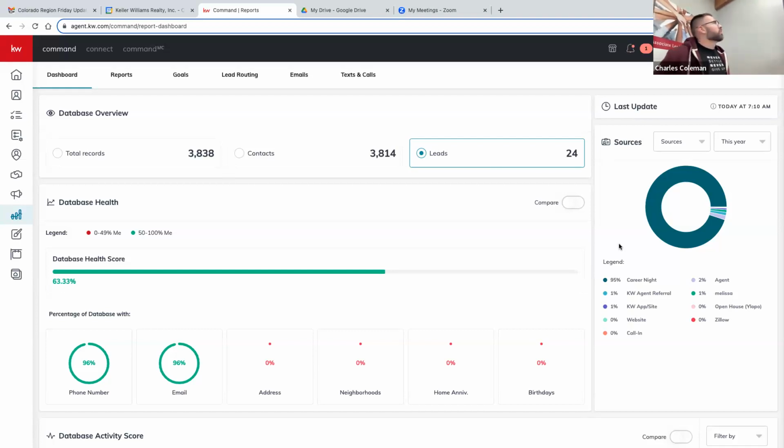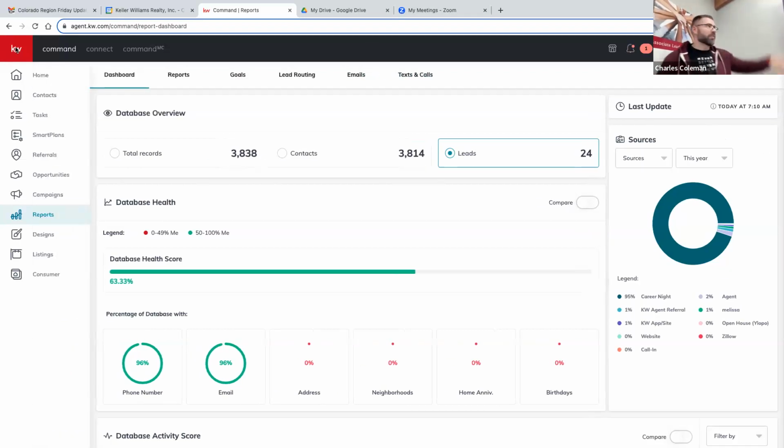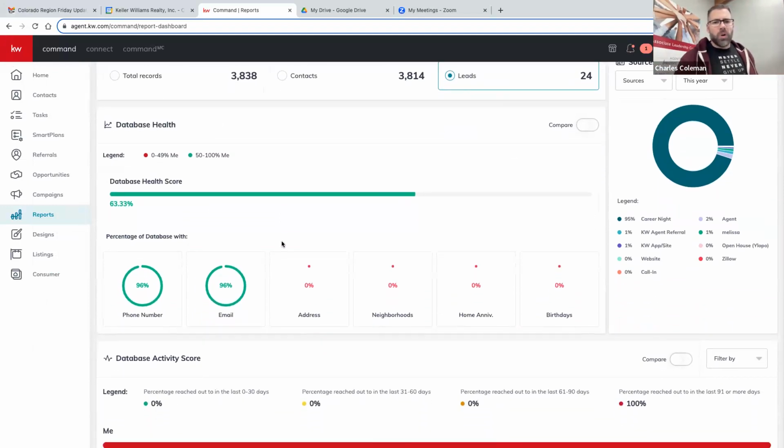But what's interesting, right, is when we look at the reports. If I were to click on this red square right here, these are all the different applets that we have inside of our KW Command. I am looking in the reports applet, and if we just look at the dashboard, that's all I'm going to look at right now. It says that I have 3,800 total people in my database, 3,838 somehow. And it says total amount of contacts is 3,814, which means I have leads. And you can see those 24 leads on the right-hand side.